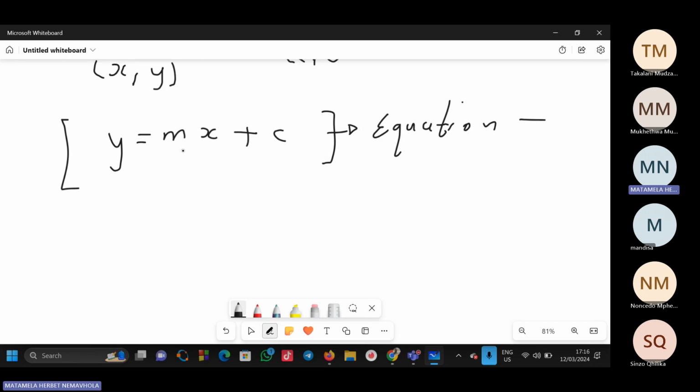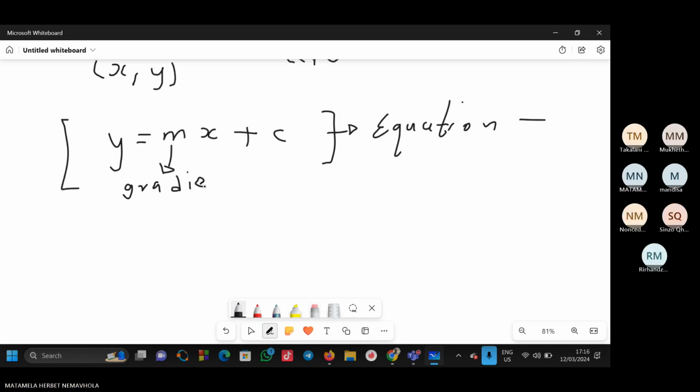In this equation of a straight line, we have an m. M stands for gradient. This gradient that we are talking about, in other words, means slope.